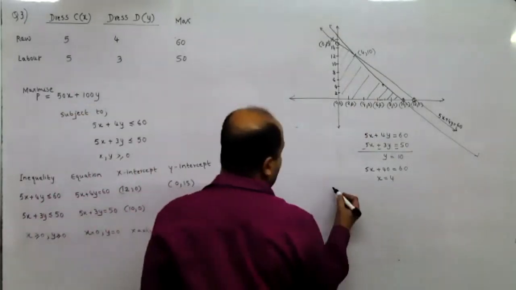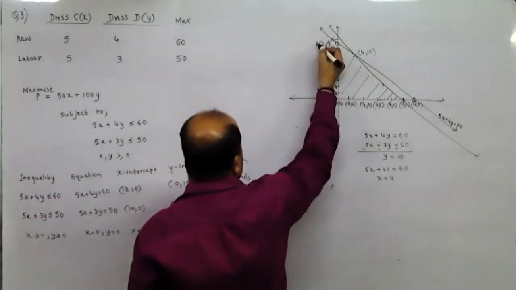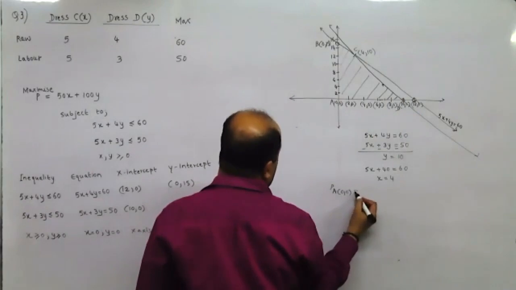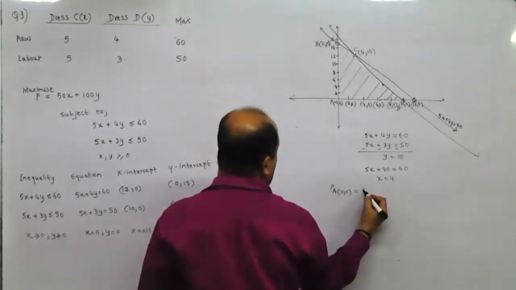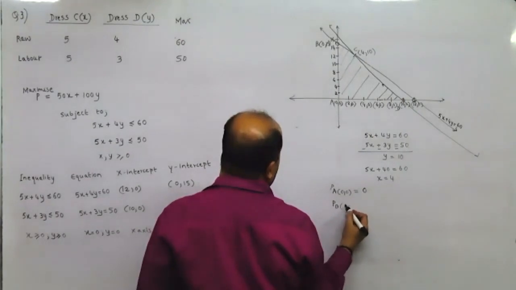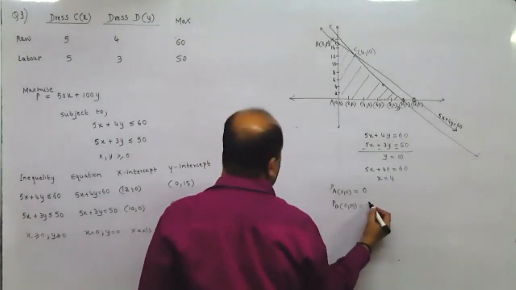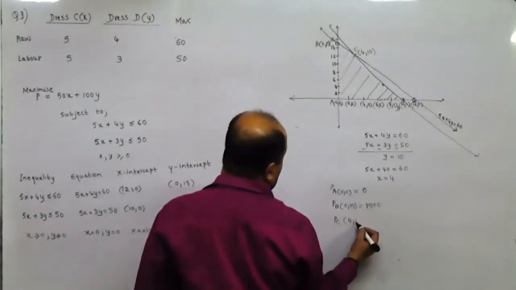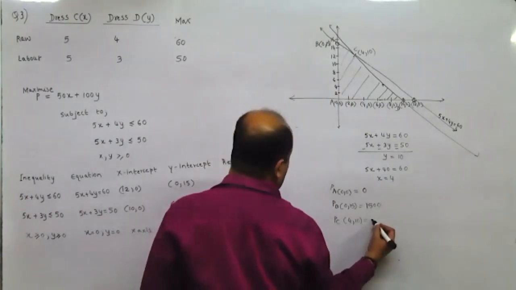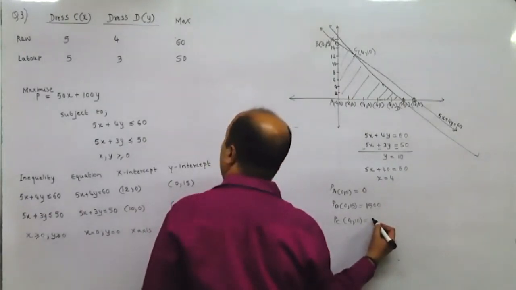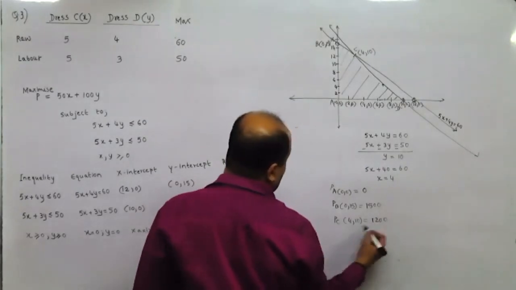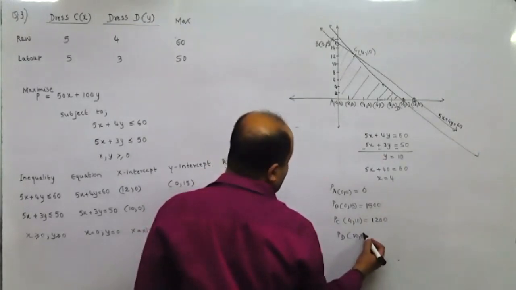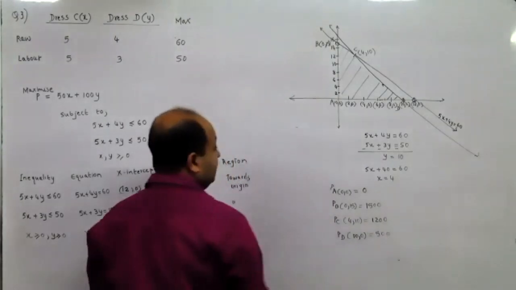Now at P, this is A, I'll say this is B, this is C, and this is D. Now P at A 0, comma 0 is 50 into 0 plus 0. Then P at B 0, comma 15 is 50 into 0 plus 100 into 15. Then P at C, it is 4, comma 10. It would be 50 into 4, that is 200 plus 1000, 1200. Then P at D, it is 10, comma 0. So it is 500. And they have asked you to maximize the profit.